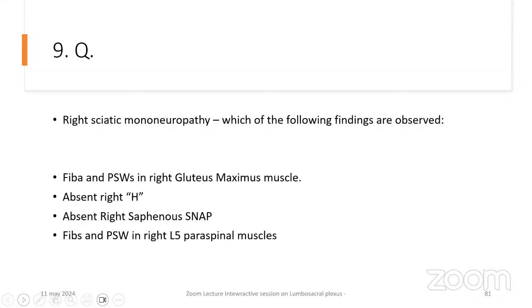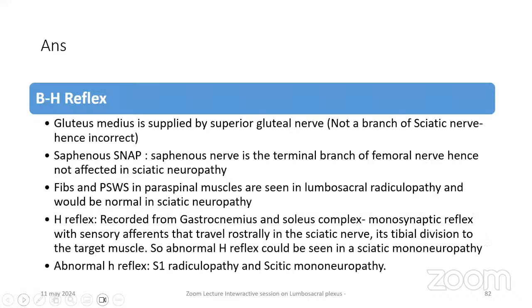No, it is from the roots, not from the plexus. So it is called a root collateral nerve. So the two root collateral nerves are superior gluteal and inferior gluteal. Both are very important nerves. So gluteus medius is supplied by superior gluteal nerve, not a branch of sciatic nerve.